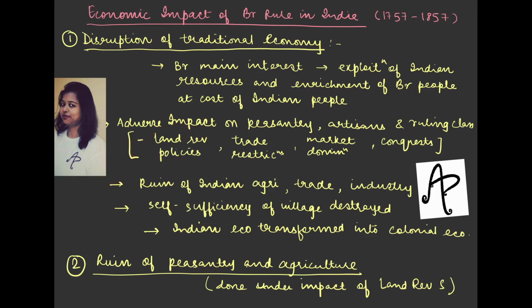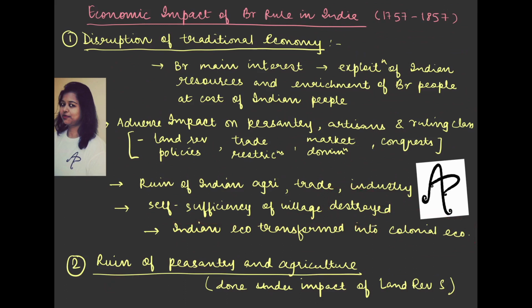Just check from that. Trade restrictions were there. Now the Indians did not have the freedom to trade as per their will. It was now the British that were actually trading. Market domination by the British, the conquests of the British. Then the ruin of Indian agriculture, the way we had self-sufficiency here. The ruin of trade, the ruin of industries. The self-sufficiency of the village was destroyed, as I just said, and the Indian economy was transformed into a colonial economy.